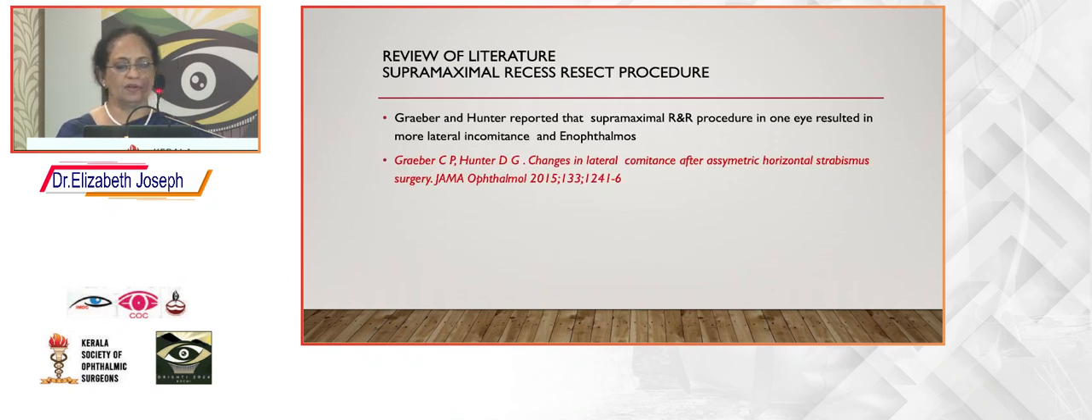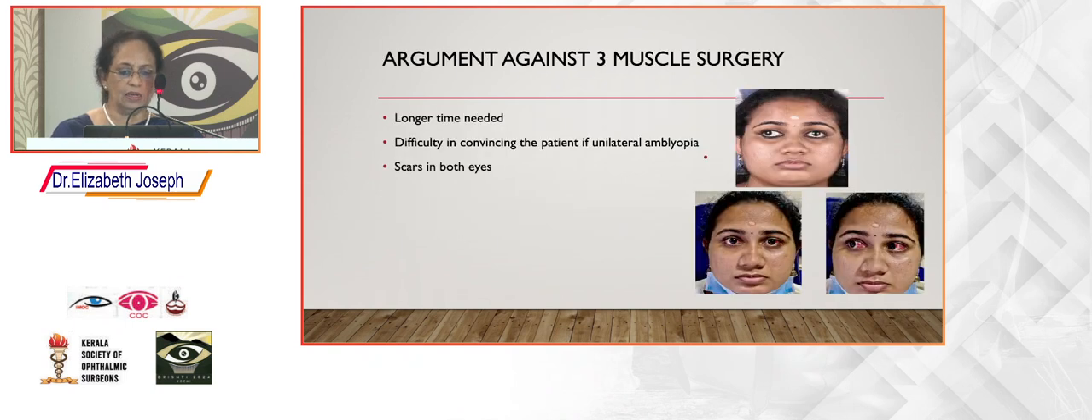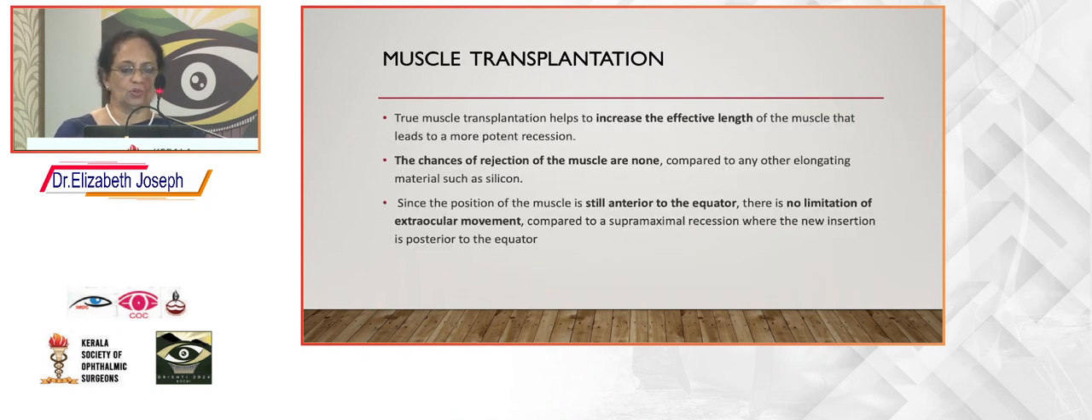I have put in some review literature about supramaximal surgery. They say that supramaximal surgery will produce more lateral incompetence and enophthalmos. The hang-back procedure has the problem that the muscle may creep forwards and result in defective motility. And with more than 3 or 4 muscle surgery, you can achieve orthotropia, but you have to operate on the only seeing eye also. So here comes the importance of muscle transplantation, which improves the effective length.